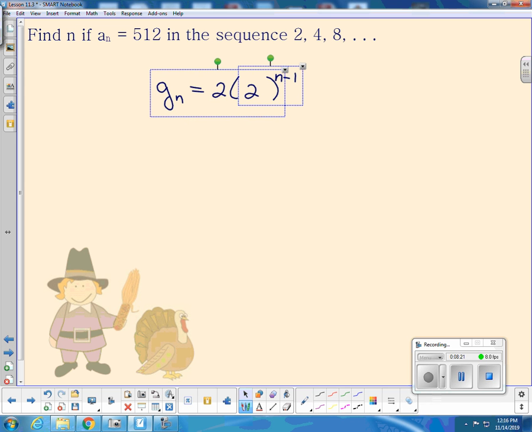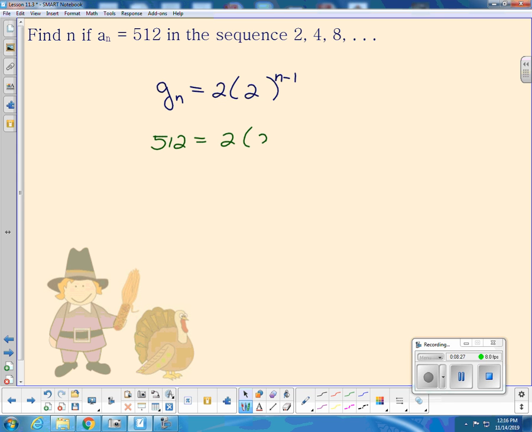They're giving you 512, and you need to figure out what the n value is. So, what's the first thing you've got to get rid of to solve for n? Divide by 2. You've got to get rid of this front 2.